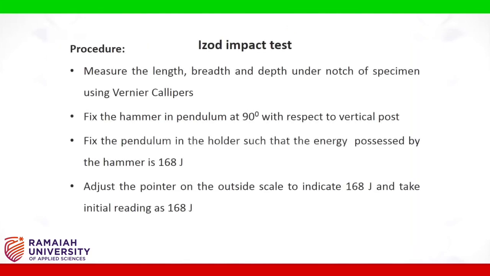To start the experiment, measure the length, breadth and depth under notch of specimen using vernier calipers. Fix the hammer in pendulum at 90 degree with respect to vertical post. Fix the pendulum in the holder such that the energy possessed by the hammer is 168 joules. Adjust the pointer on the outside scale to indicate 168 joules and take initial reading as 168 joules.